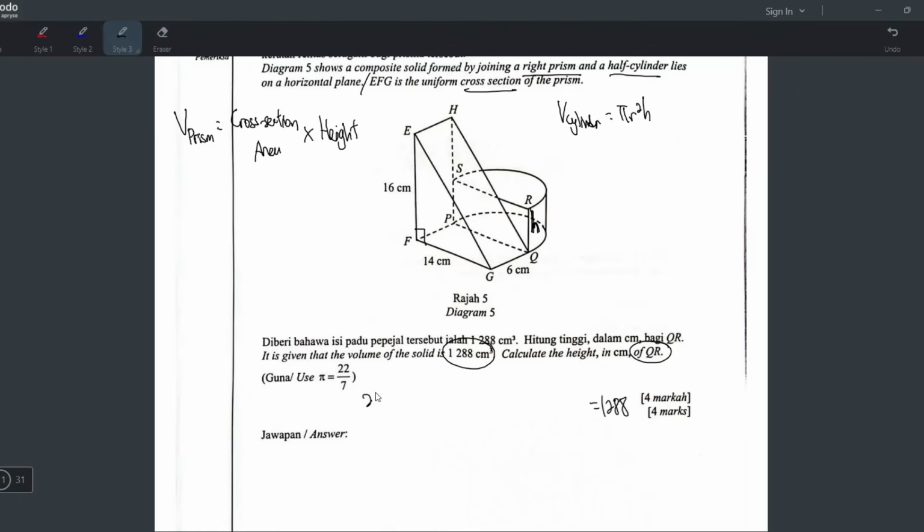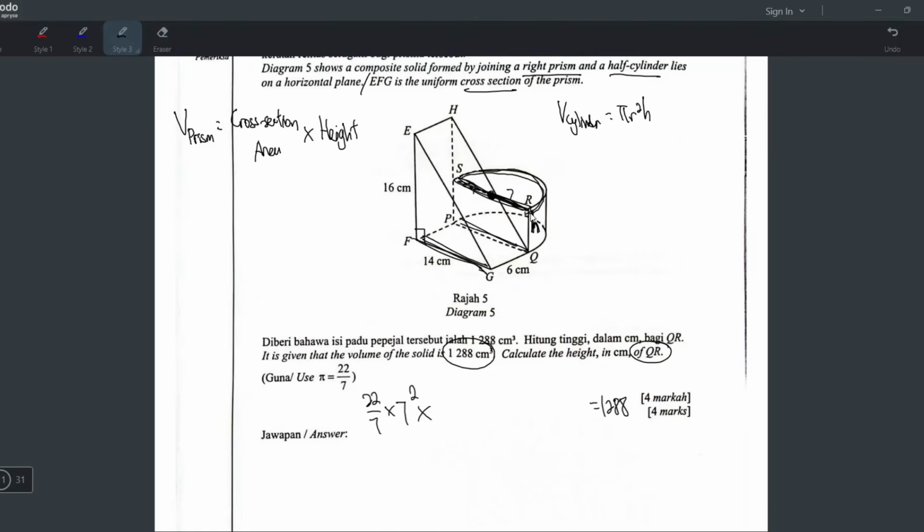So pi, we use 22/7, r square h. Okay, for the radius of cylinder, you have to take the length of SR divided by 2. Because this is half the cylinder, right? So it means this will be a semicircle. So the center will be somewhere along the middle here. And the whole line is actually 14, right? 14 divided by 2 will be 7. So that will be the radius of cylinder.